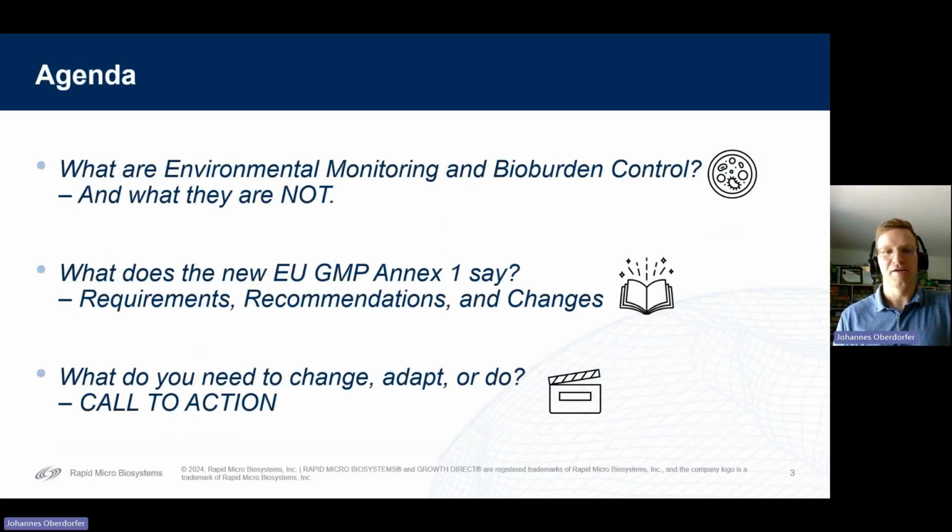On the agenda for today: first, we would like to understand more about what environmental monitoring and bioburden control are, and especially also what they are not, to have a clear explanation of each. Then we want to look into what the new EU GMP Annex 1 says, so what the requirements, recommendations and changes are. And at the end, we briefly look at what my action item is. What should I do, or hopefully, what have I already done? And if not, what should I do now at least?